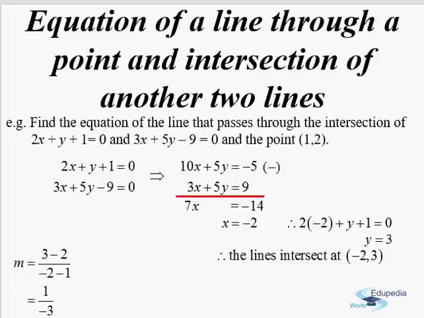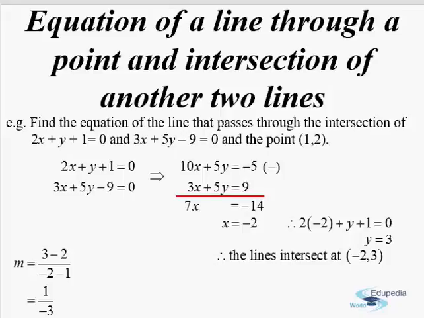The first thing that we have to do is find the gradient of this new line, that is m. So we find the gradient of this new line by using the gradient formula that we learned already, that is y2 minus y1, that is 3 minus 2, over x2 minus x1, that is rise over run, -2 minus 1, that is x1 of the first point that we have. So the answer we're going to get is 1 over -3. This is the gradient.